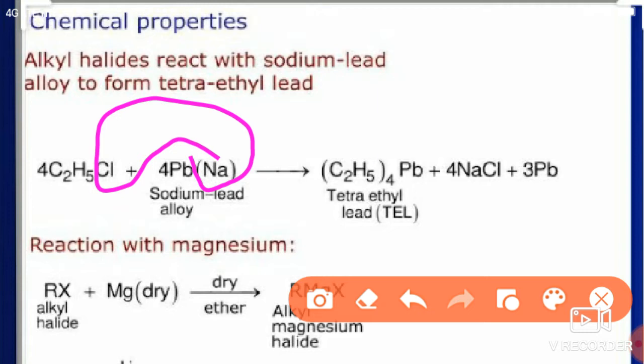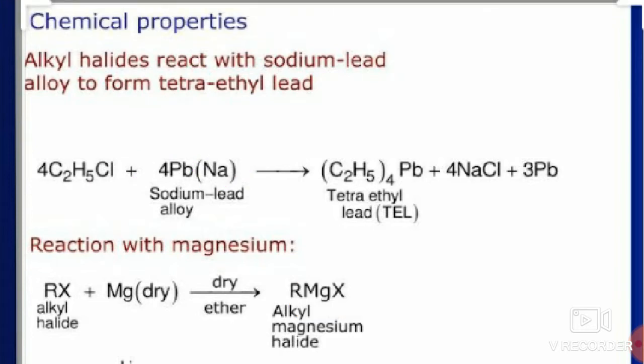tetraethyl lead. Another reaction is that alkyl halides react with metals like magnesium, calcium, potassium. For example, alkyl halides react with magnesium metal in the presence of dry ether to form alkyl magnesium halide. So this is the formula of the Grignard reagent, that is RMgX.